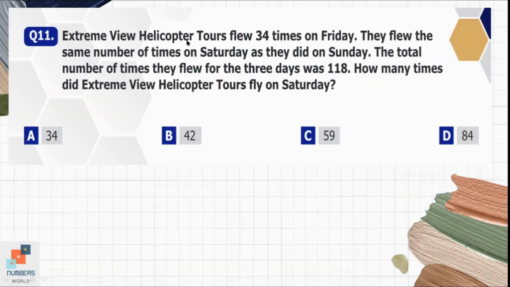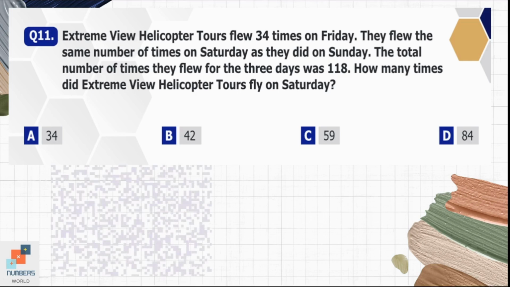Question number 11. Extreme View helicopter tours flew 34 times on Friday. They flew the same number of times on Saturday as they did on Sunday. The total number of times they flew for the 3 days was 118. How many times did Extreme View helicopter tours fly on Saturday?